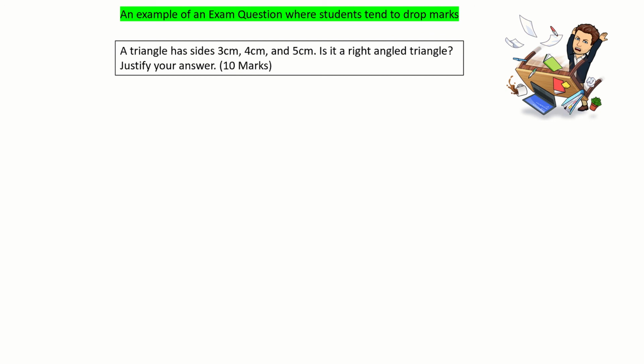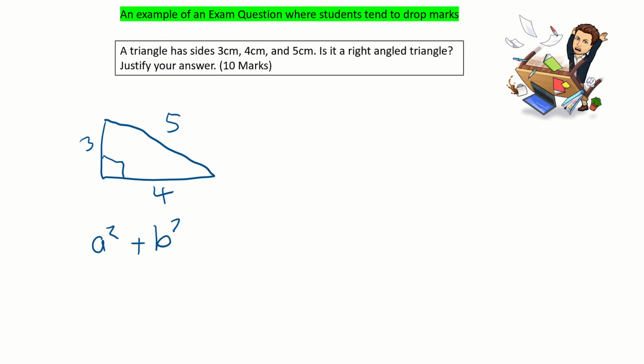So right now I'm just going to sketch what a right angle triangle should look like. If it's a right angle triangle, my longest side should be the 5, this should be 3, and this should be 4. If it is a right angle triangle, the 3, the 4, and the 5 should fit into Pythagoras' theorem. So a squared plus b squared is equal to c squared. Now let's see if that holds true.